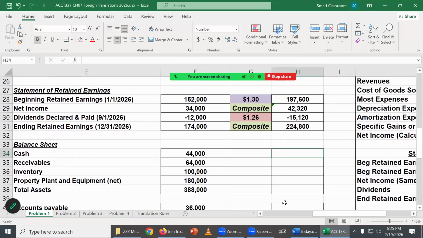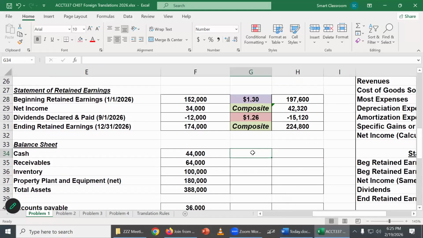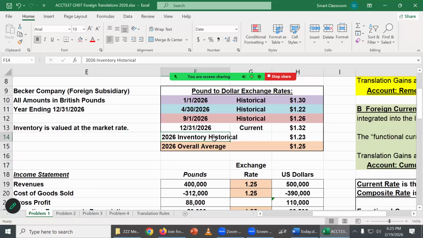Now, the balance sheet. Notice the balance sheet is different than the income statement and even going into the statement of retained earnings, because the income statement is over a period of time. How much is it for this year? So it's for the entire year. So that's why we use the average. The balance sheet, everything is at the end of the year, end of the period, whatever it is. So on December 31st, how much cash do we have? December 31st, how much inventory do we have? You get the idea. It's that year end. And the term they use for that is the current rate. And that's the year end.